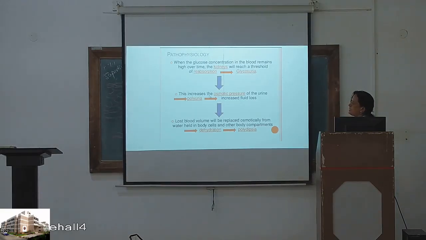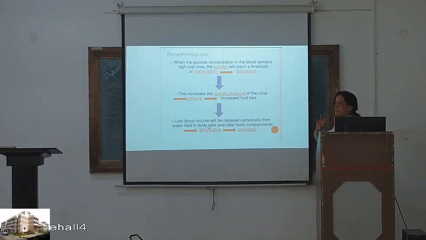With this, there is an increase in the osmotic pressure of the urine. That leads to polyuria. The person micturates, passes urine, several times. That is increased fluid loss. So with these two, what happens? The lost blood volume will be replaced osmotically from the water held in the body cells.